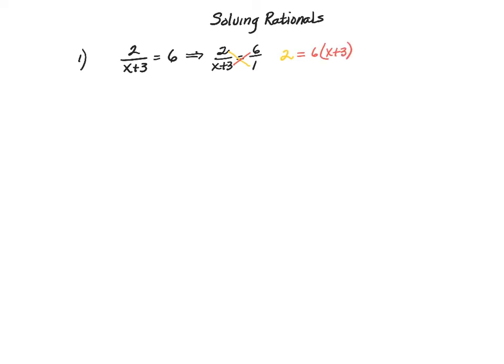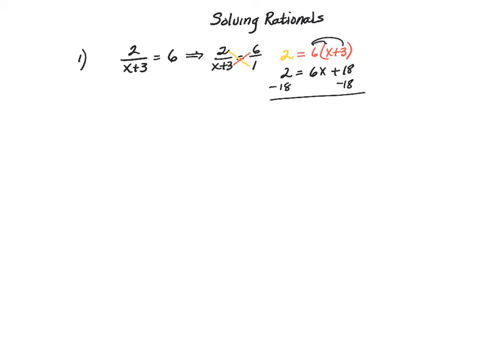So now if we go back and just distribute here, let's see what our problem becomes. 2 will be equal to 6 times x, which is 6x, plus 6 times 3, which is 18. Now I have a very basic Algebra 1 equation where I want to solve for x. So what I'm going to do is subtract 18 from both sides.